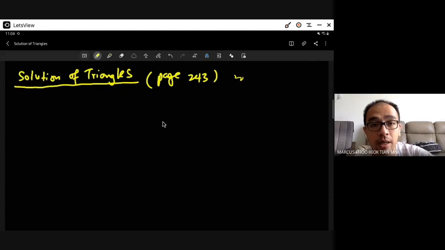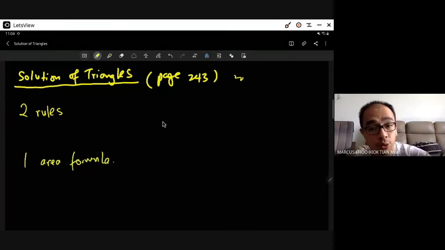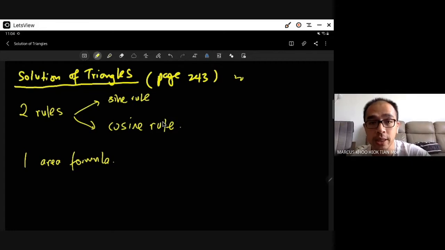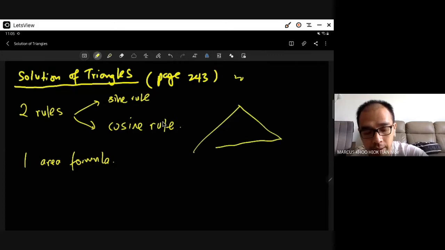Now, in this chapter, you are going to learn two very important rules and one area formula that involve triangles. These two rules are the sine rule and the cosine rule. Actually, sine with an E, sine rule and cosine rule. These two rules involve triangles that are not 90 degrees. So this is a very important thing.